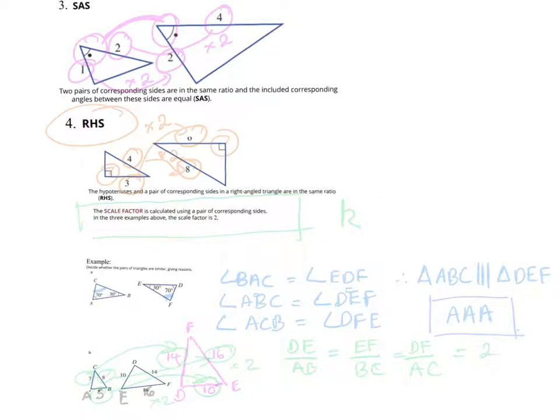So what have we got here? We've got DE divided by AB, EF divided by BC, DF divided by AC. And remember, DF is from D to F. These are all side lengths. The bigger ones on top, the bigger triangle over the smaller, and it is 2. So therefore it is side, side, side. So we should probably also write here that therefore triangle ABC is similar to triangle DEF. So that would be all the working out that's required.